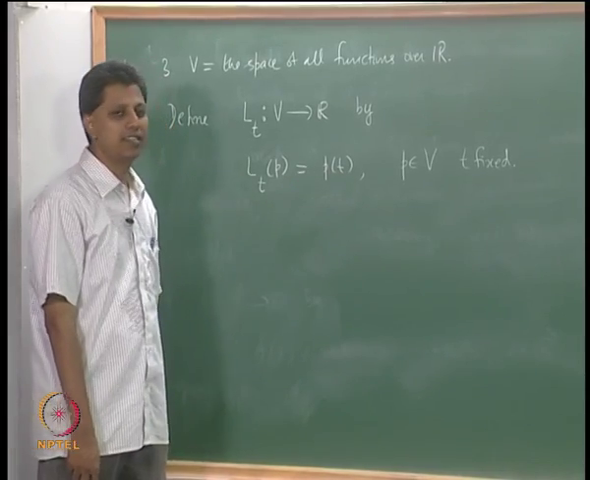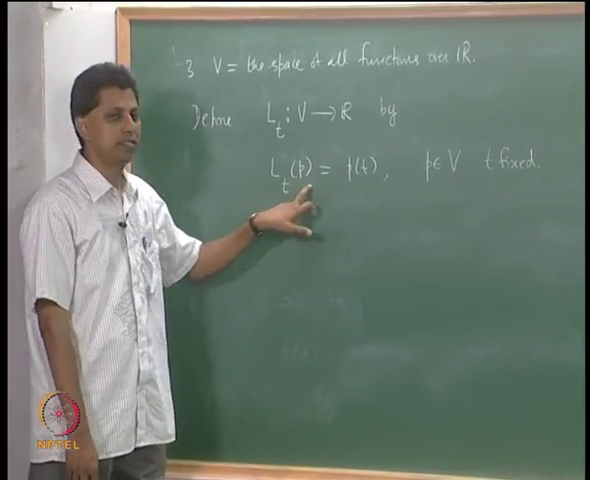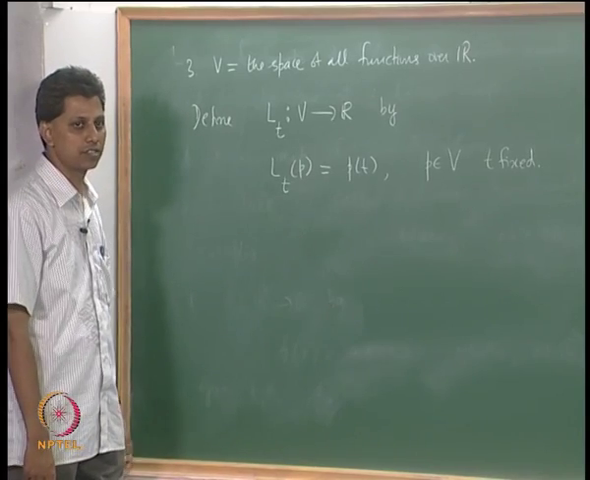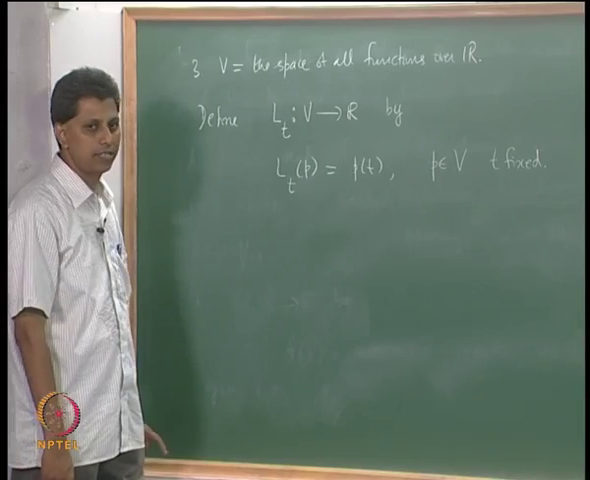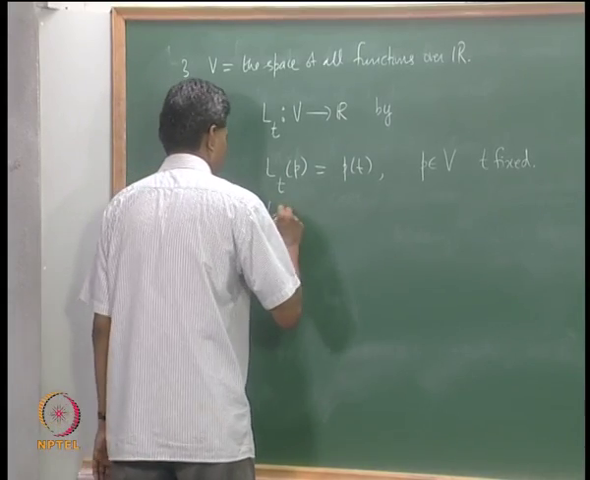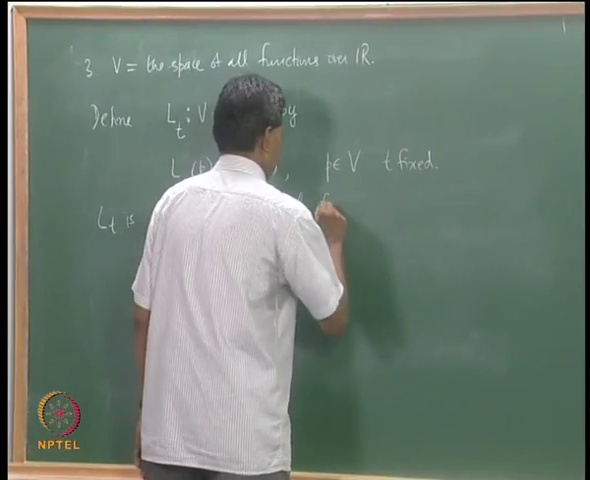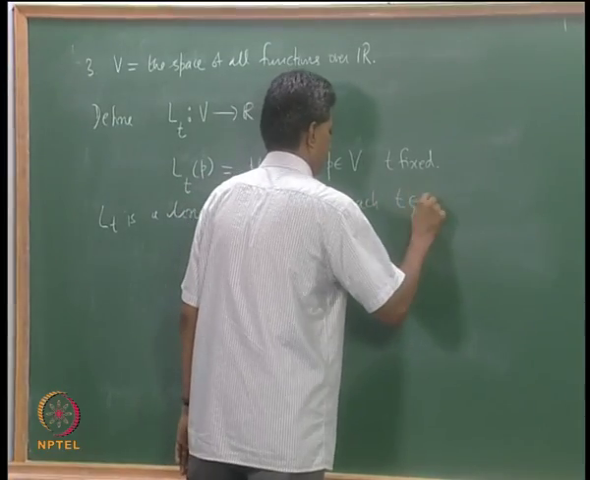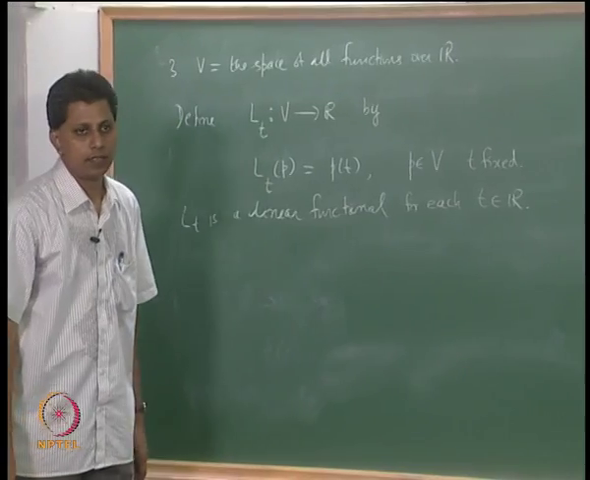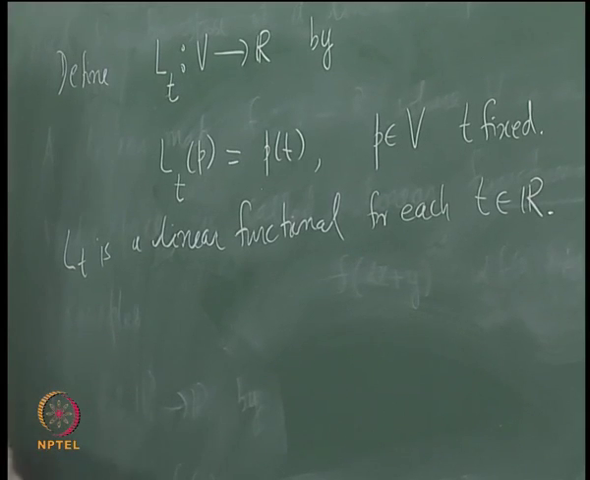I fix t, let us say t equal to 0, and then I define L0 of p as p at 0, the value of p at 0. This is called the evaluation map. You can easily show that L_t is a linear functional for each t. This evaluation functional will be discussed once again when I give an example of a dual basis. That is the reason why I wanted to include this example also.